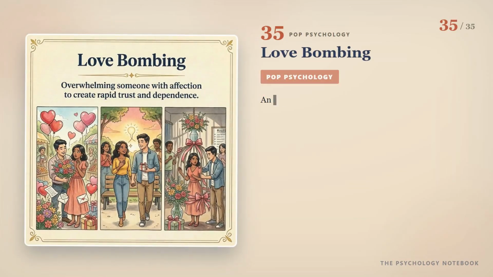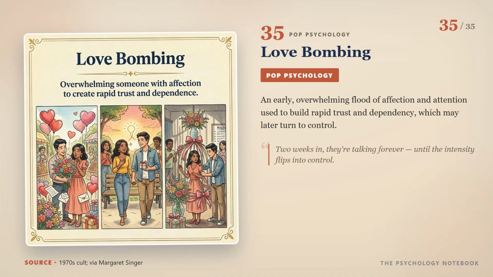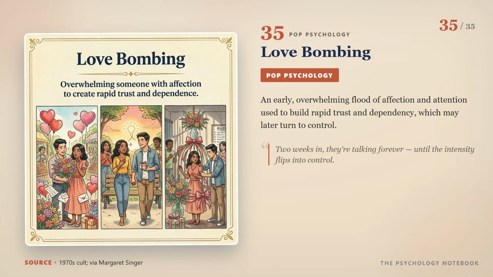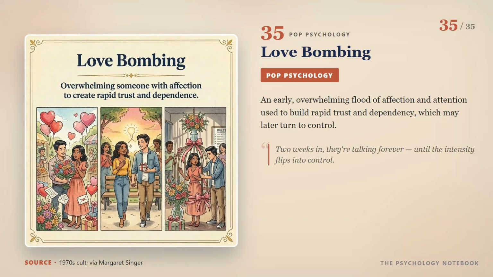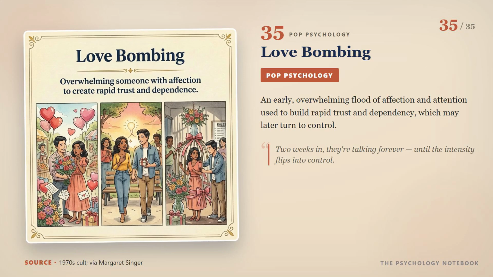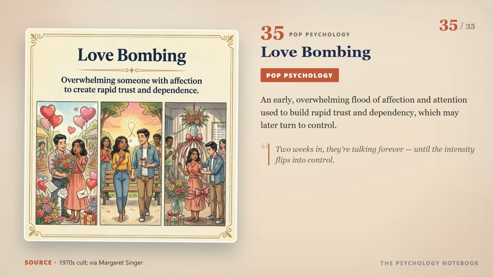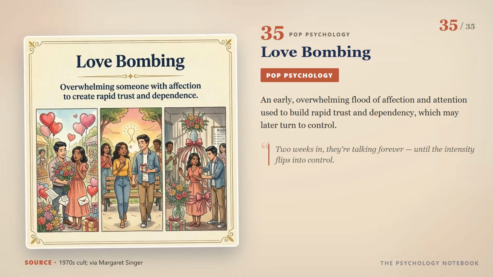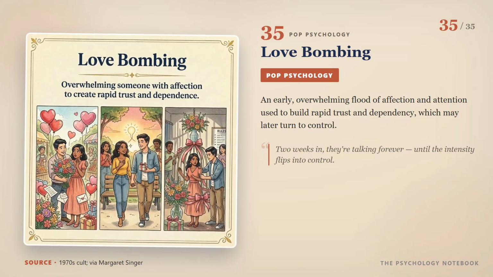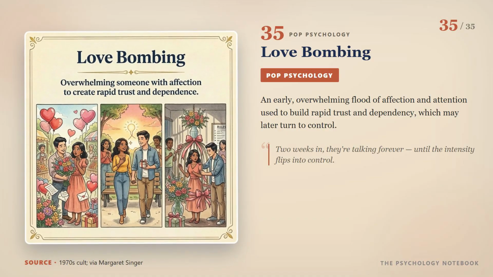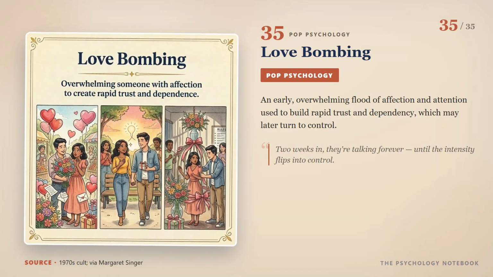35. Love bombing. And the final term is love bombing. Love bombing is an intense flood of affection, attention, praise, gifts, or promises used to create rapid trust and emotional dependence. Let's say you have known someone for 2 weeks and they are already talking about forever. At first, the intensity can feel magical, but later that affection may turn into pressure, control, or sudden withdrawal. Now, intense affection alone does not prove love bombing, so pay attention to what happens when you set a boundary or ask to slow things down.